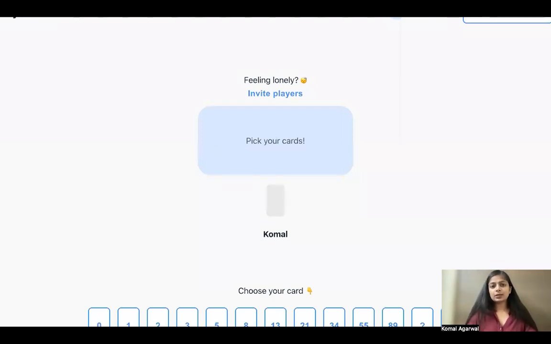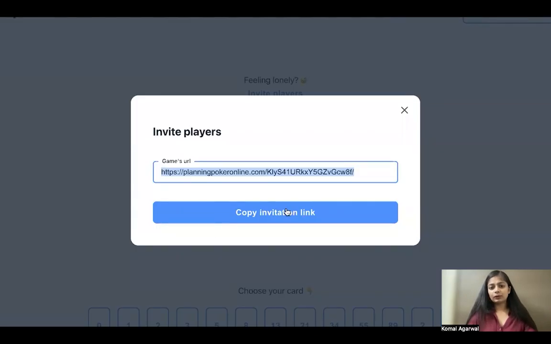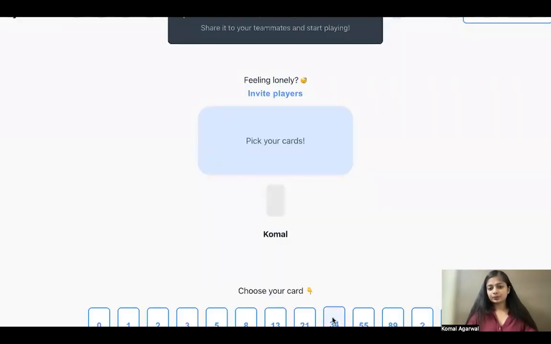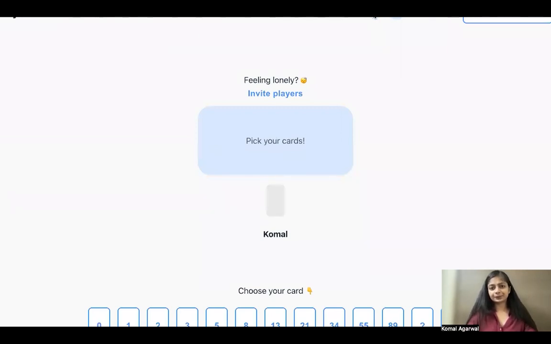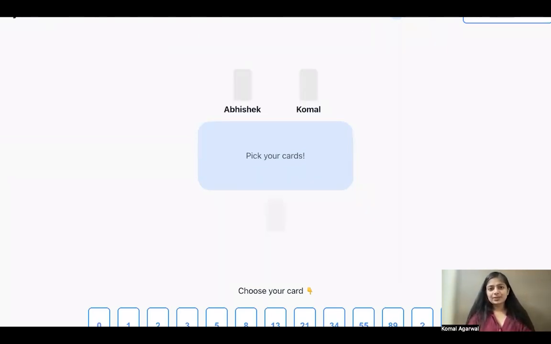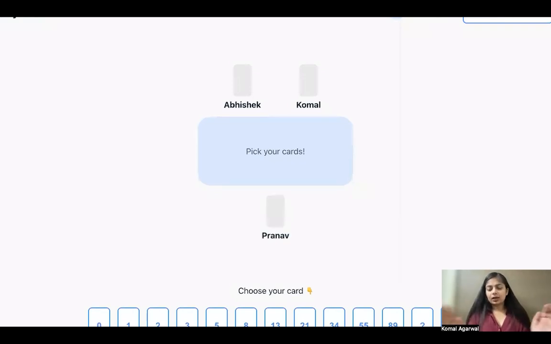In that case, there is a URL available. Let me invite you. I'm adding the link in the group chat window. Open that.